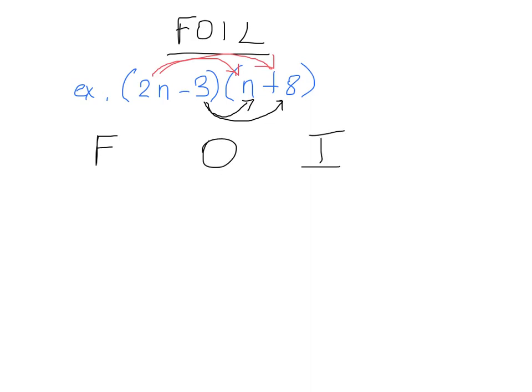FOIL. It stands for first, outer, inner, and last. What does that mean? It just means that we can start off by remembering to multiply the two first terms. So we have 2n times n, and that gives us 2n squared. Now we can multiply the outer terms, 2n times 8. That gives us 16n.